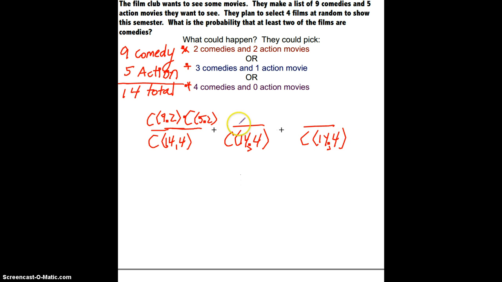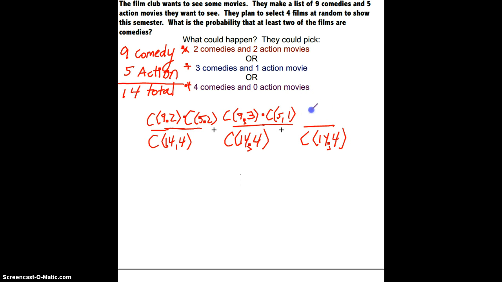Okay, for the second condition, we have 3 comedies and 1 action movie. So we have 3 comedies out of 9, so we have 9 choose 3. And then we have 1 action movie out of the 5, so we have combination 5 choose 1. And then our final one, we have 4 comedies, no action movies.